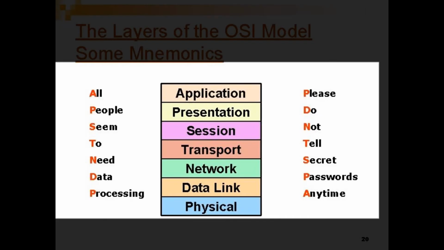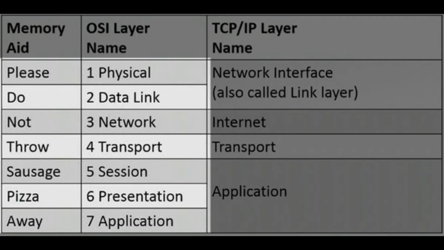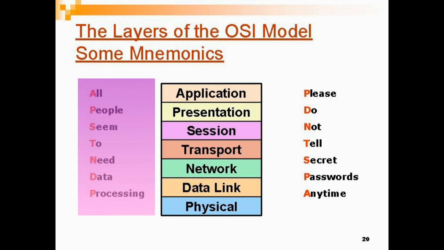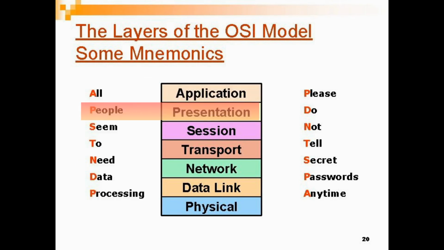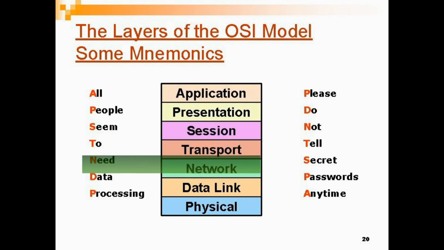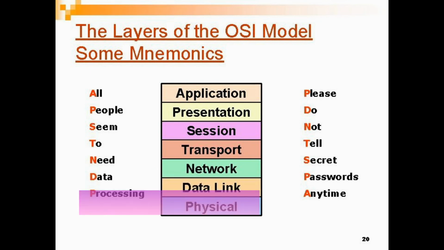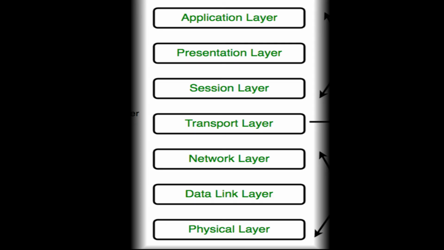You can use 2 mnemonic phrases to remember the order of these layers. From layer 1 up, it would be: please, do, not, throw, sausage, pizza, away. From layer 7 down, it would be: all, people, seem, to, need, data, processing. In the next video, I will explain the functions of each of the 7 layers that make up the OSI model, from the top to the bottom.